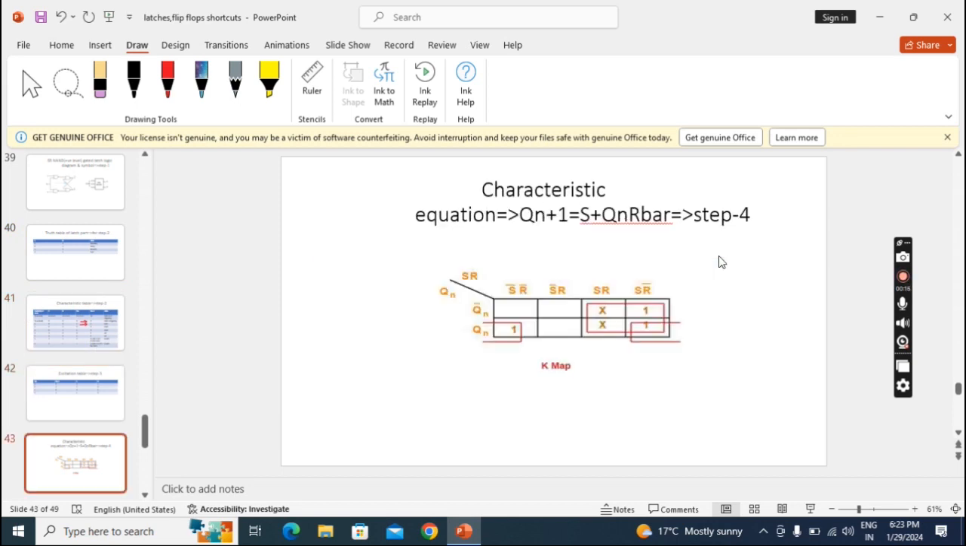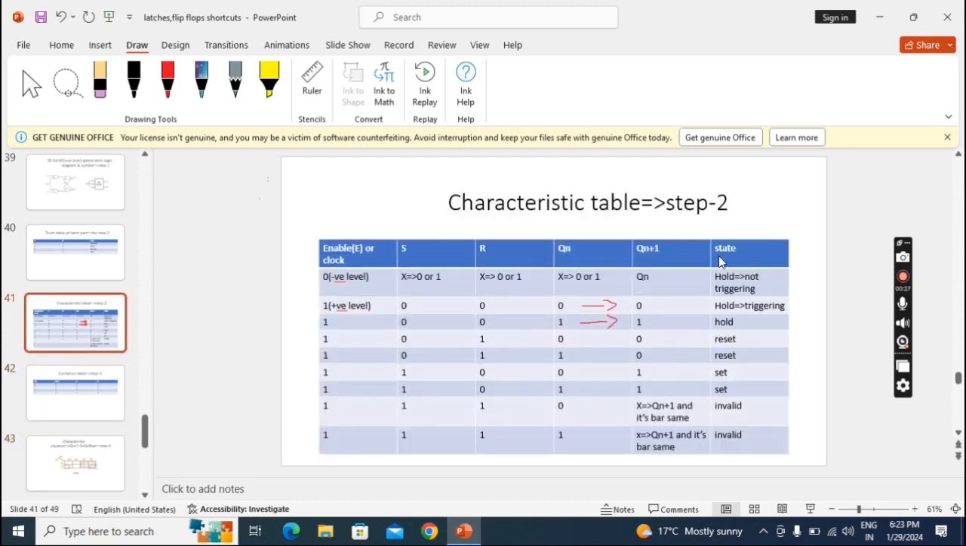So all these 4 steps are common to gated latches and flip-flops also, for any gated latch and any flip-flop. Okay. Now we'll see how to do the characteristic table. So in the characteristic table, generally we take the inputs and present state and then we predict the next state. Okay. So here the format is we take enable or clock. So I mentioned this is positive level. So positive level means it will work whenever we apply 1.